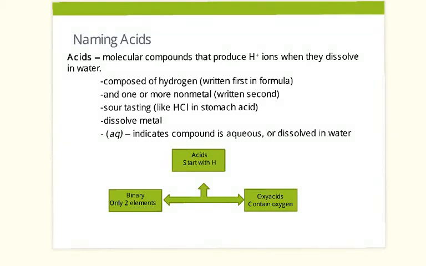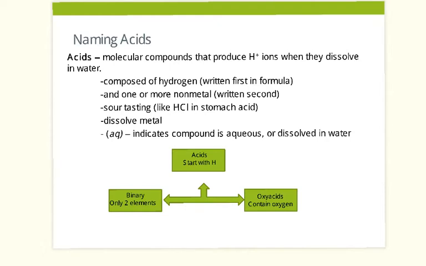Now we're going to talk about naming acids. We haven't seen acids before, so we'll define them here very simply. It's a little bit more complicated than that, but we'll just say that acids are molecular compounds that produce the H+ ion when they dissolve in water. So they have to be composed of hydrogen, which is written first, and one or more nonmetals, which is written second. They're sour tasting, like the hydrochloric acid in your stomach.